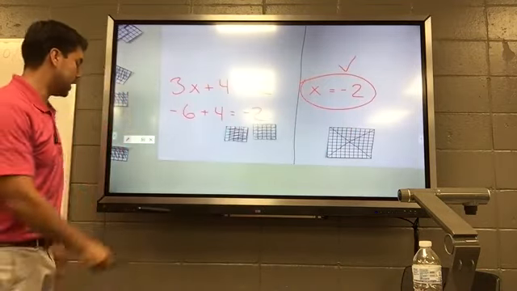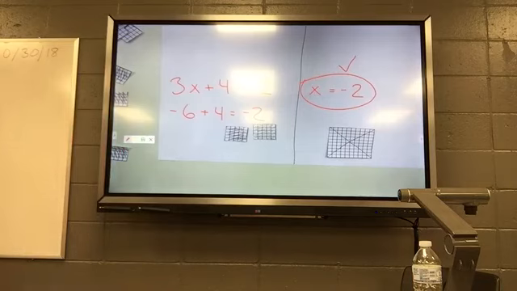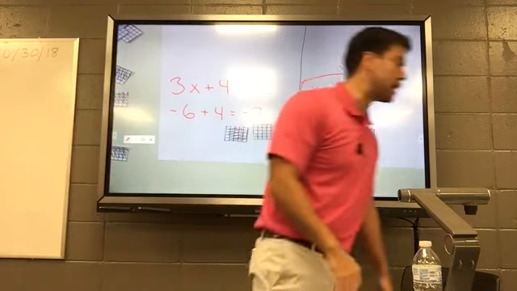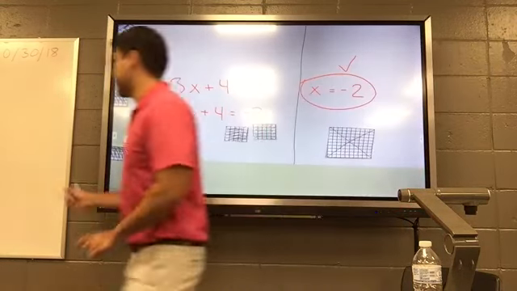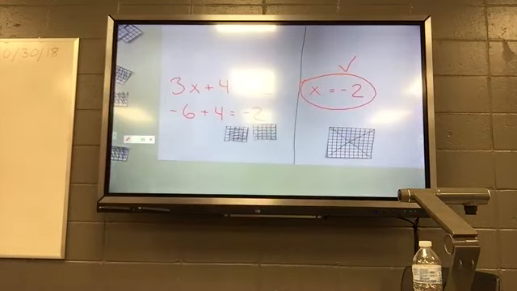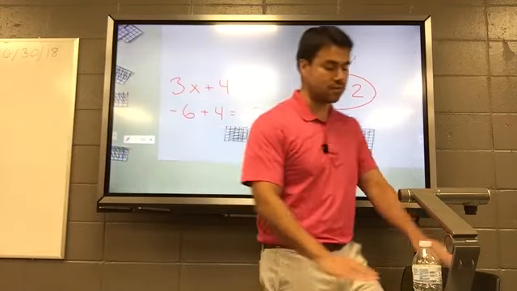Okay, this is what I want you guys to do next. With the person next to you, or in your group, each one of you is going to model, not just one of you, 4x minus 3 equals 9. 4x minus 3 equals 9. Just go ahead and model that. One side you have 4x minus 3, and the other side you have positive 9.